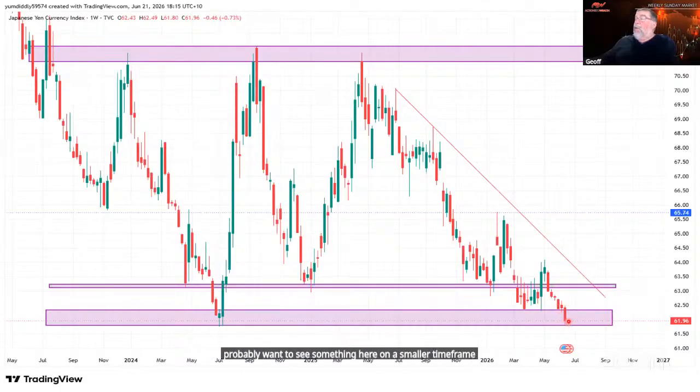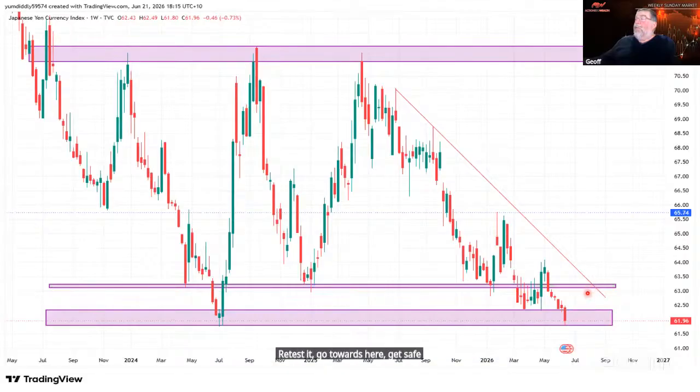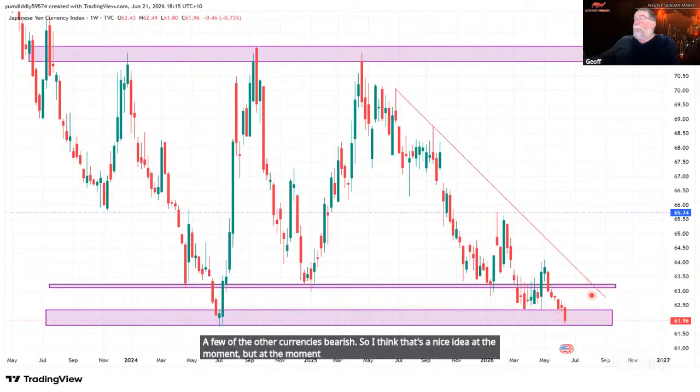Again, this is the weekly. So I'd want to see something on the smaller time frame to break back above this level, retest it, go towards here, get safe in the market, and then look for a break and rally on the yen. This will come into play very much on the watch list that I showed you a little bit earlier, because that's kind of where I'm at. I'm at yen bullish and a few of the other currencies bearish. So I think that's a nice idea at the moment, but at the moment it's an idea, not a trade.